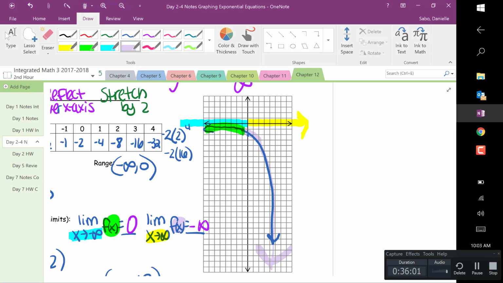So it's the same with the range. The range is your y coordinates. So for the function, where the function's going.